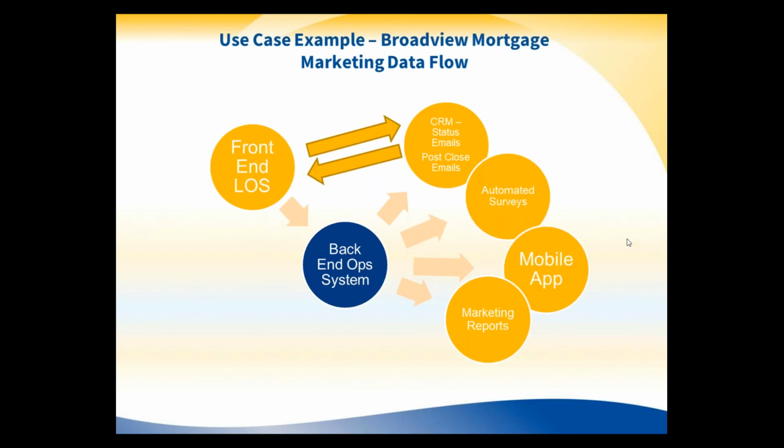The last two spheres, the mobile app and marketing reports, go along the same idea as triggering off data entered in the system and it causes an action to happen. Mobile app, it sends the status updates as they progress through the loan. And marketers, we have to have our reports from somewhere. It's pulling the data from the system.